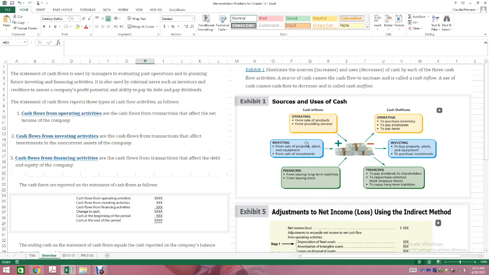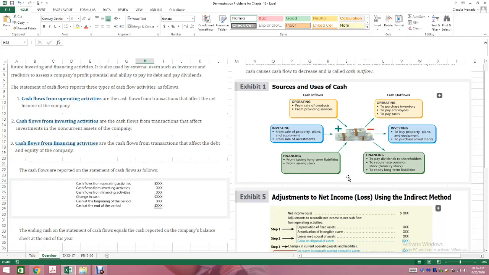Now, for investing activities, you make money by selling your property, plant, or equipment, or by selling investments. You pay out cash when you buy property, plant, and equipment, or when you purchase investments. For your financing activities, you receive cash when you issue long-term liabilities or you issue stock. Your cash decreases when you pay dividends to shareholders, when you repurchase common stock or treasury stock, or when you repay long-term liabilities. We're going to be using this when we work through the problem, and I'll be referring back to it.